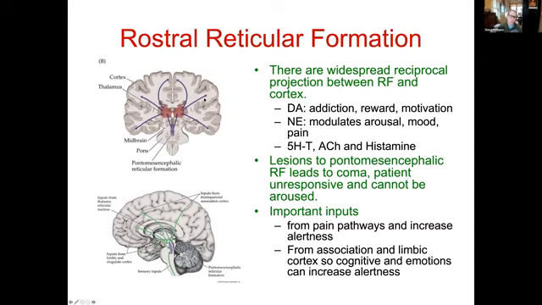So this is showing some of those outputs, those diffuse projections that basically cover all areas of the cerebral cortex by relay through the thalami, but then there's also going to be feedback from these areas to the pontomesencephalic area and from sensory inputs from the spinal cord.